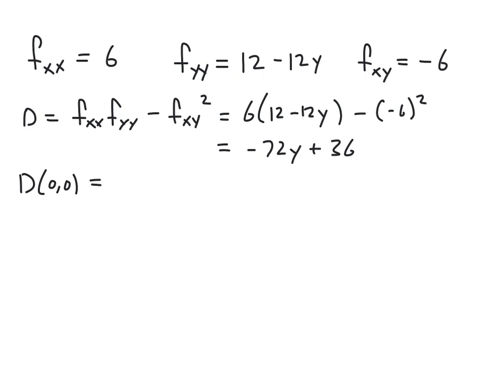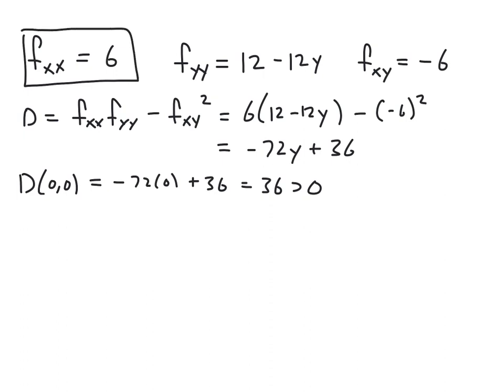So the discriminant of 0, 0 is going to be, of course, negative 72 times 0 plus 36, which is 36, which is positive. So at this point, I know that at the origin, we're either going to have a local min or a local max. That part's determined by the discriminant being positive. Whether it's a local min or local max is determined by f sub xx.